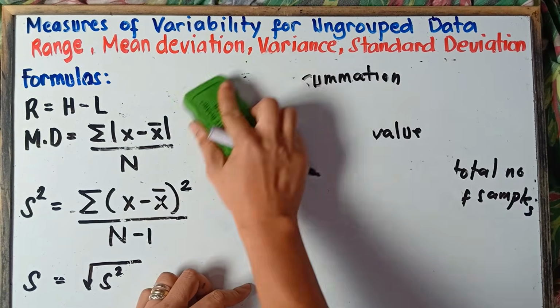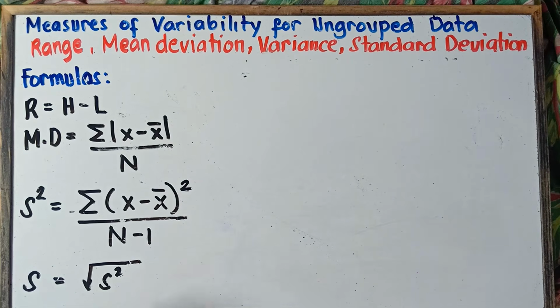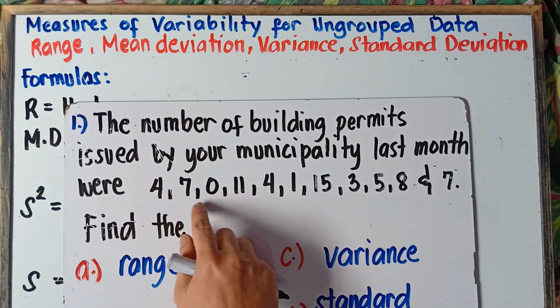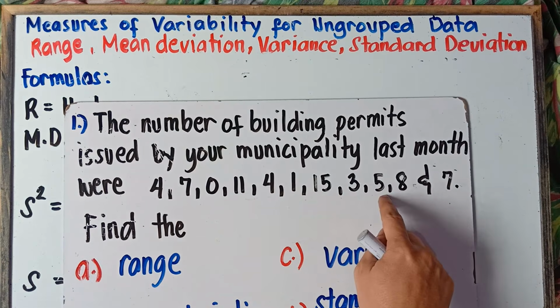Alright, so let's start with example number 1. Let's find the range. Once again, class, these are the given samples. We have 4, 7, 0, 11, 4, 1, 15, 3, 5, 8, and then 7.